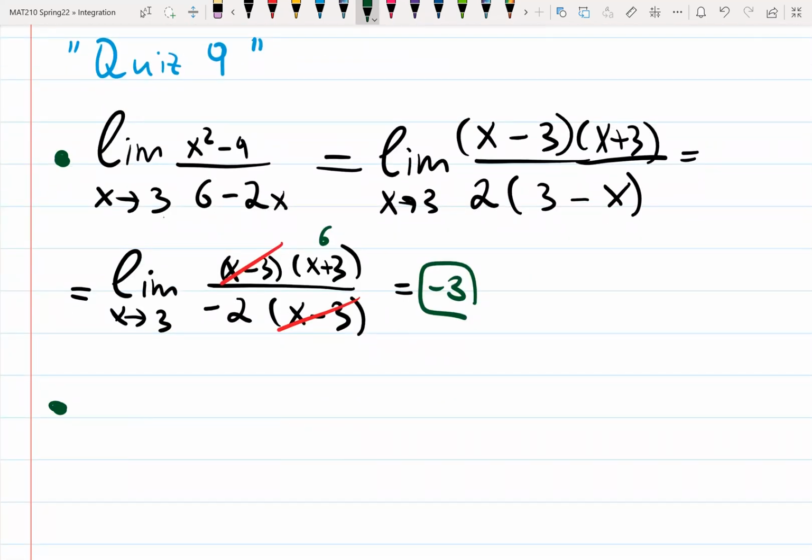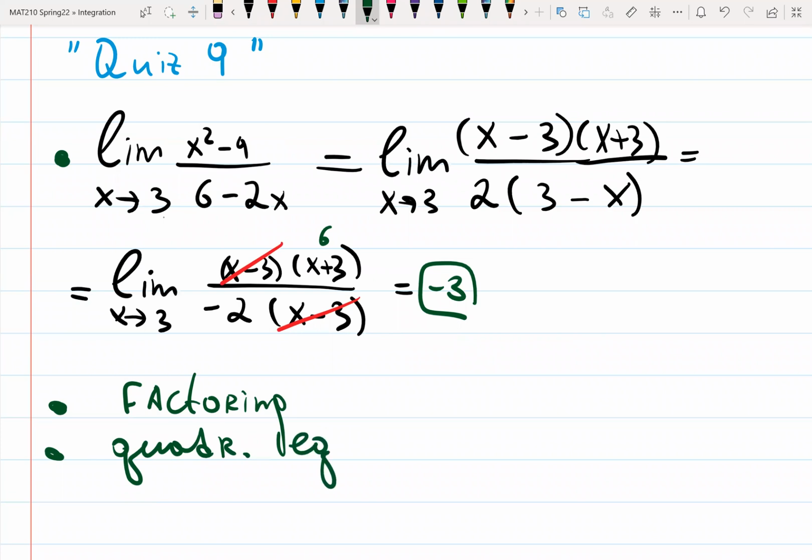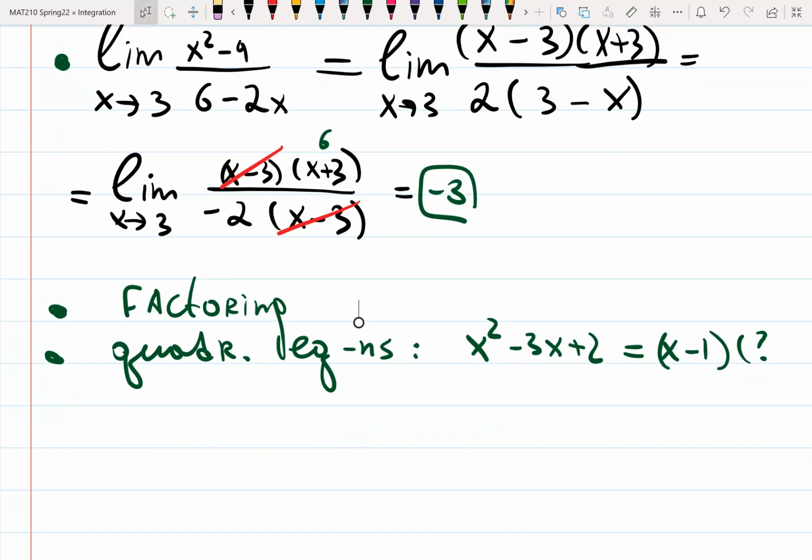For limits, review quadratic equations. If I were you, I would review factoring, which is what I just did right now. I would review quadratic equations. That's the one they like to put on a test, for example, x squared minus 3x plus 2. How can it be written? As x minus 1 times what? And so on. So review those things. I actually have videos on these from my college algebra class, which are good enough.